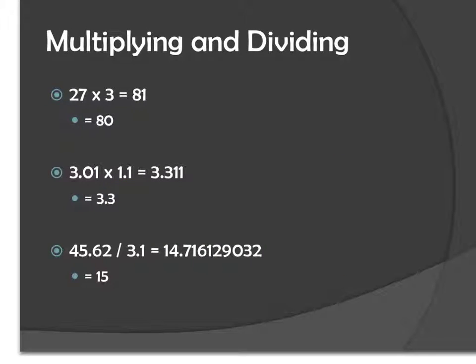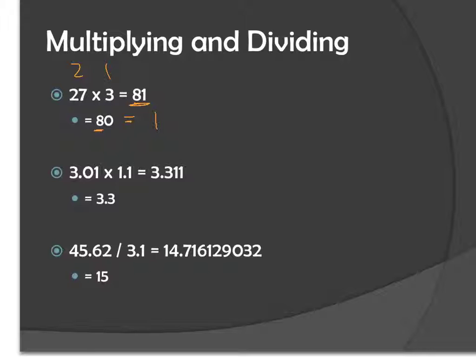A few examples. 27 times 3. In the number 27, we have 2 sig figs. In the number 3, we only have 1. So we're going to multiply as normal. 81, we only want 1 sig fig in our answer. So we would round down to the nearest 10, which is 80 in this case. 80 has 1 sig fig in its answer.